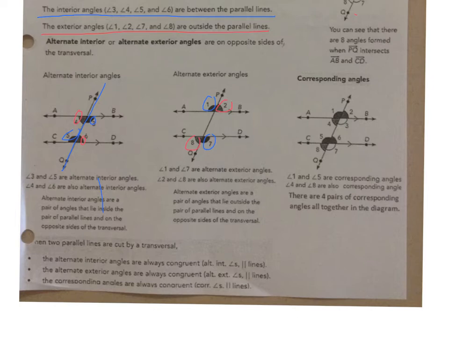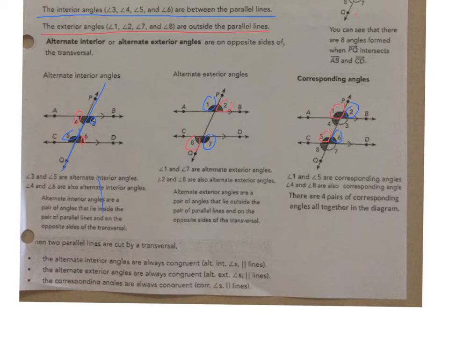Okay, then we have corresponding angles. Corresponding angles are in the same location. Now, what does that mean? Okay, so I'm going to tell you angle 1 and angle 5 are corresponding. So, if you look at them, they are both on the left of the transversal above the parallel line. So, if you look at the parallel lines, they're in the exact same spot. Same thing with 2 and 6. They are both on the right side of the transversal above the parallel line.